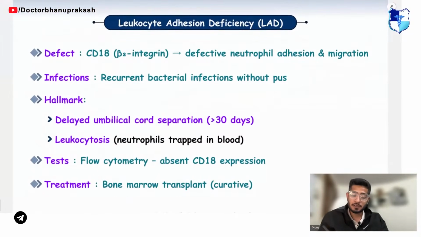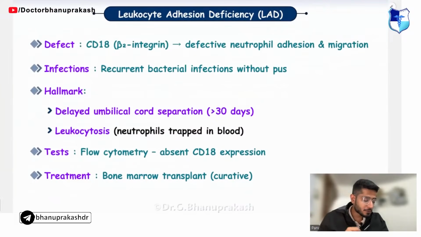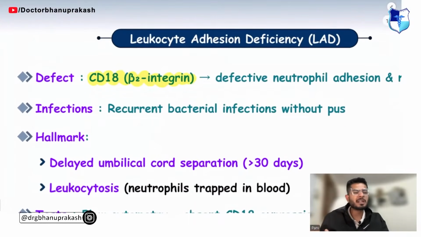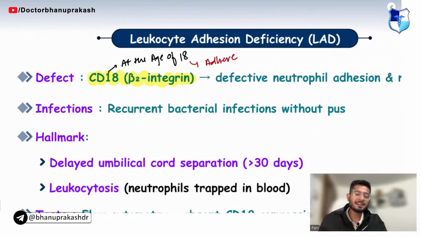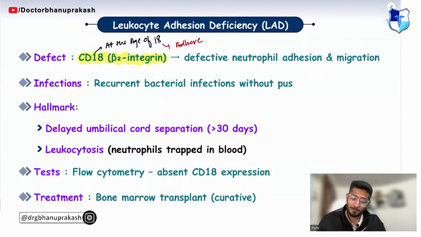Coming on to leukocyte adhesion defect. Now the WBCs are formed, but the problem is with adhesion, and adhesion is with CD18 and beta 2 integrin. Integrin itself tells you it is about integration. At the age of 18, when you are becoming adults, you just want to adhere with your partner. So CD18 and beta 2 integrin are gone. Because they are not integrating, there will be infections but no pus, because for pus you need the integration.